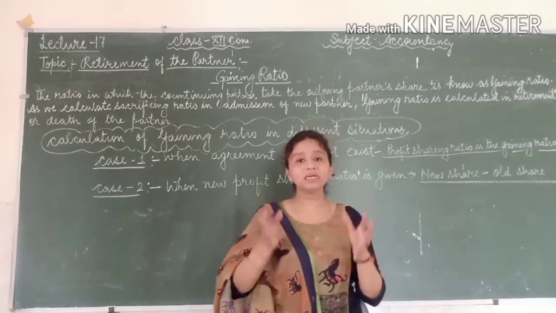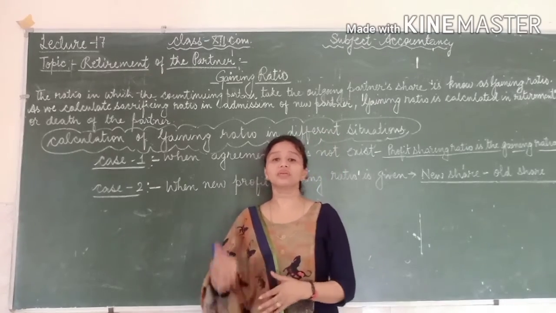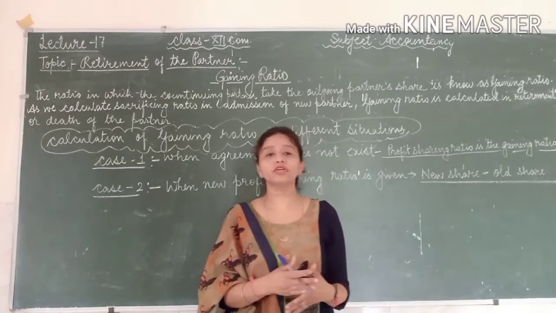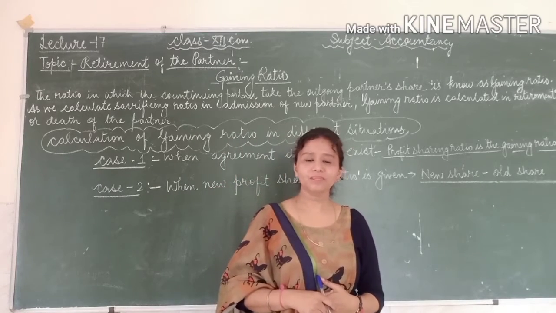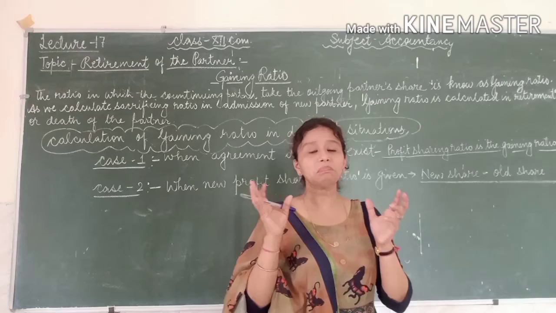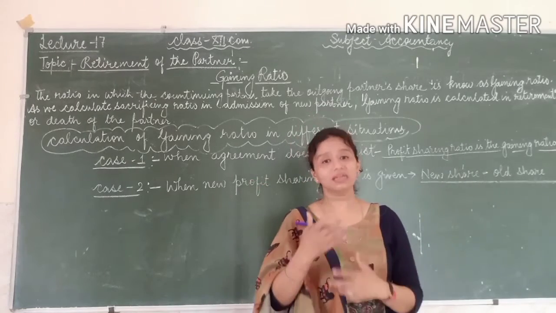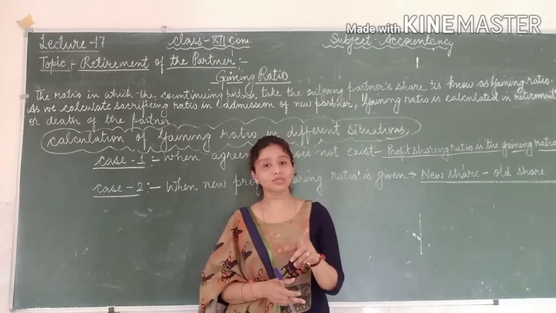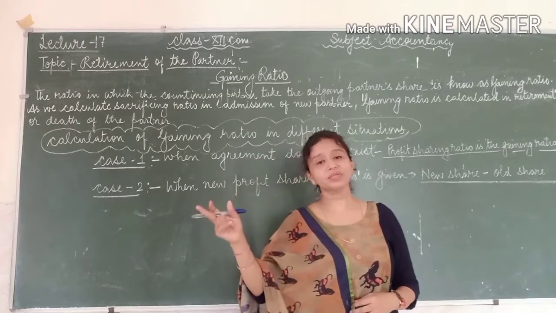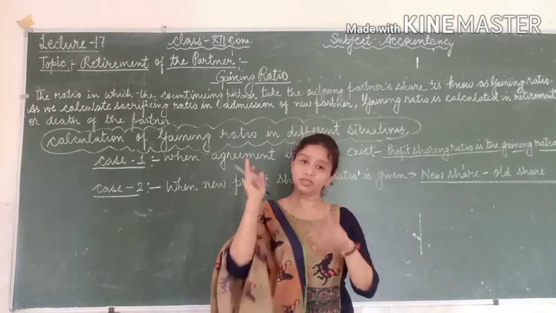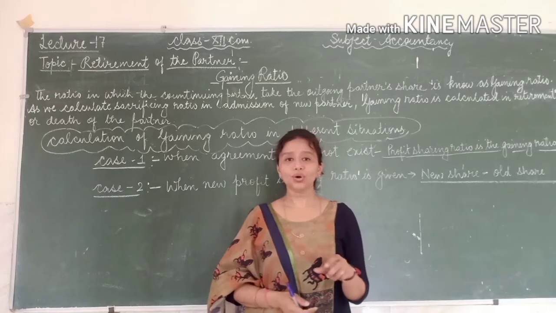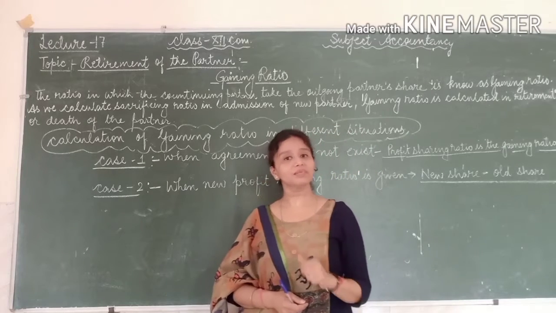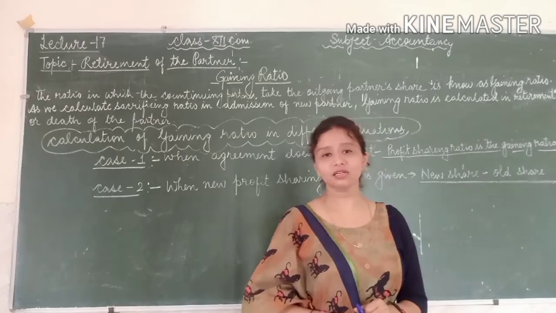However much a particular partner sacrifices in profit, he has to get compensation in goodwill. And however much a particular partner gains in profit, he has to compensate the other person because of whom he has become the gainer. So in retirement, you calculate the gaining ratio.